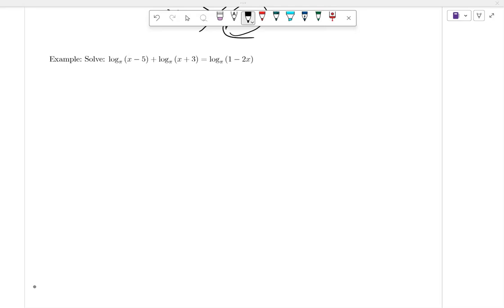2 logs, right? I've got multiple logs on one side. So what's the very, very first step? Combine them into a single one, right? That's step 1. Since there's a plus sign in the middle, we combine it as a multiplication. If it were a minus sign, it would be a division, right? Okay, good. So we'll have log base pi of x minus 5 times x plus 3 equals log base pi of 1 minus 2x, right?